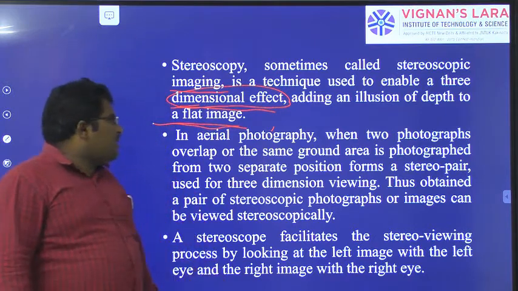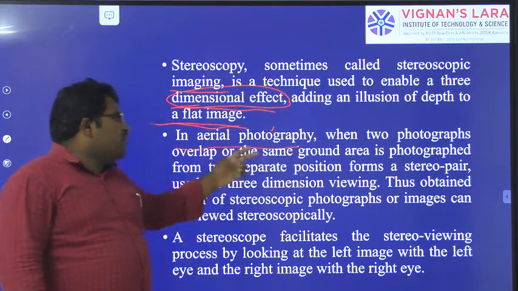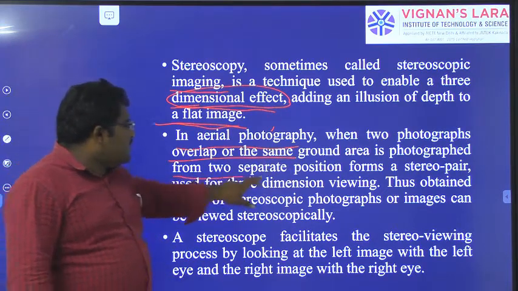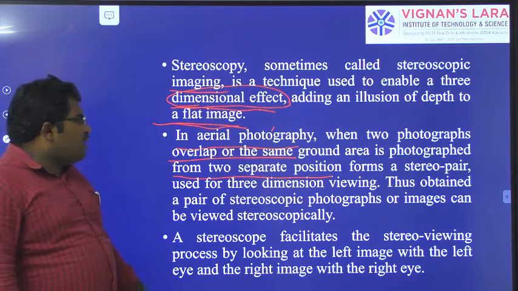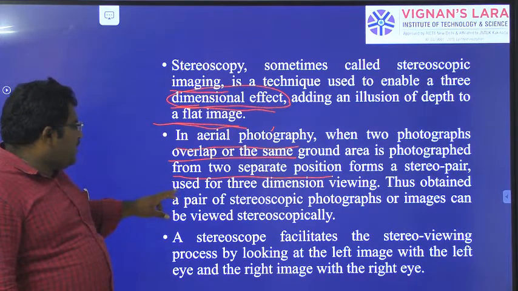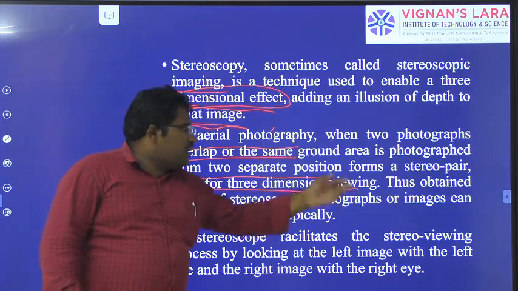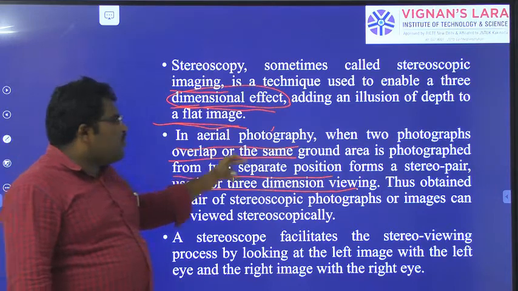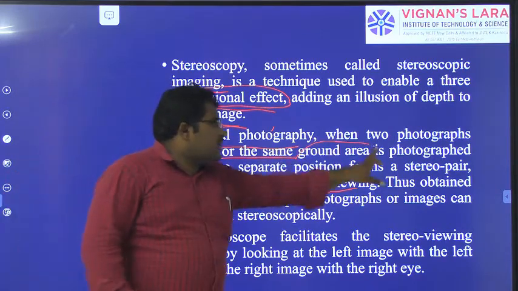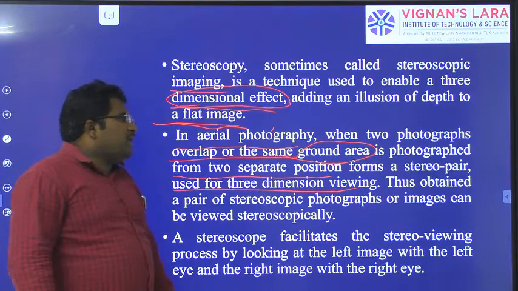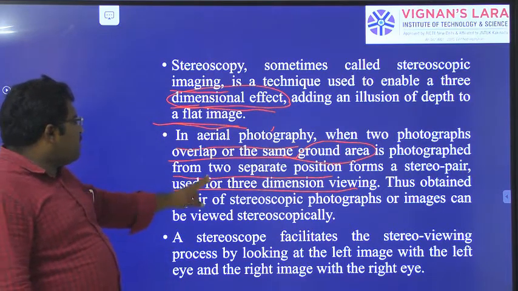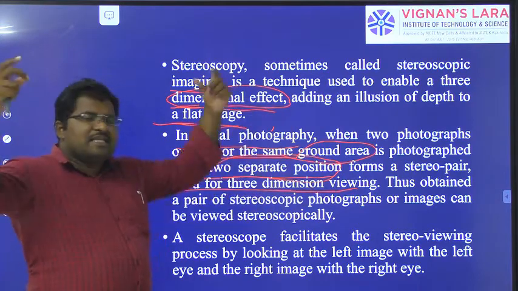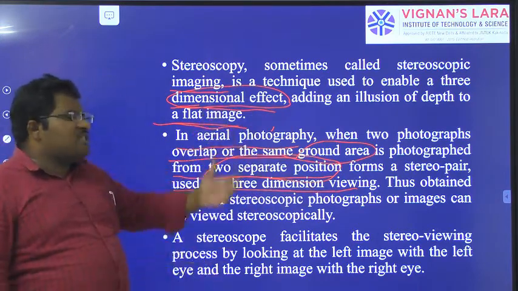In aerial photography, when two photographs overlap, that is, the same ground area is photographed from two separate positions, it forms a stereo pair used for three-dimensional viewing. In aerial photogrammetry, we use two photographs overlapping the same ground area. Two photographs from two positions, but the same ground area overlaps. That is called a stereo pair.